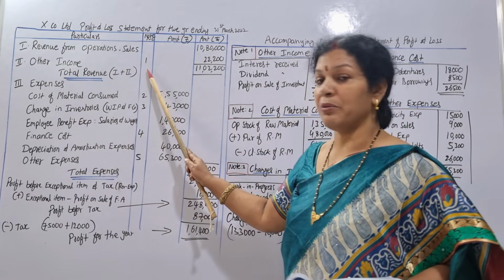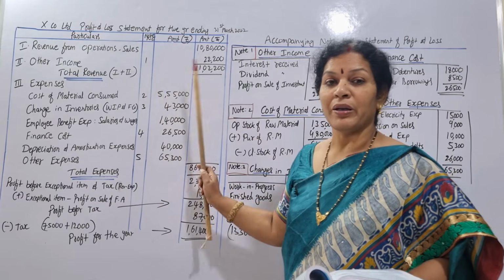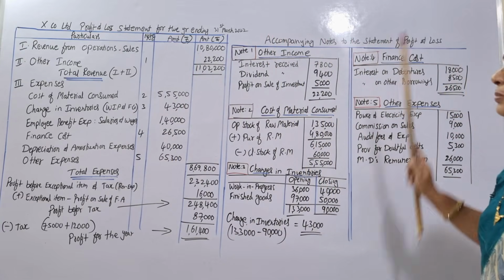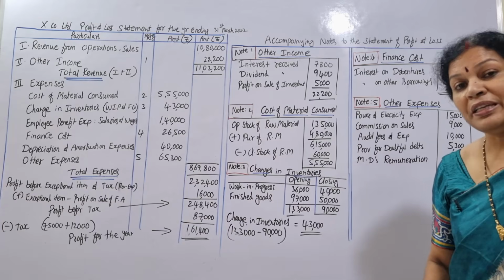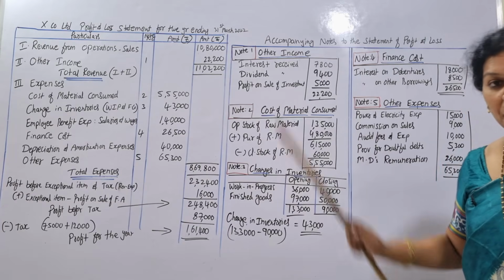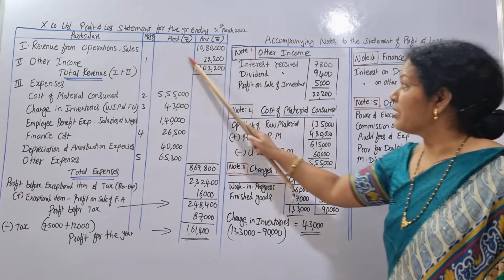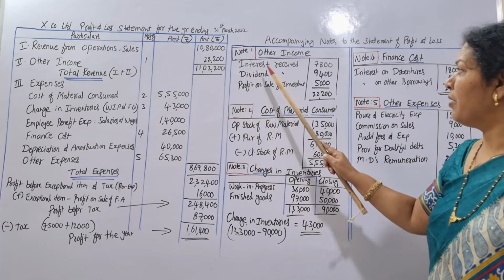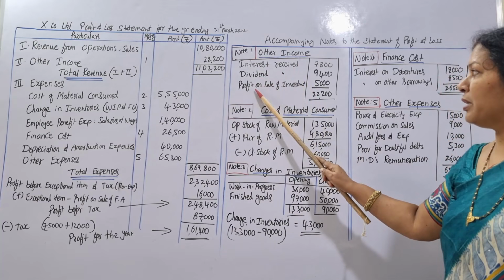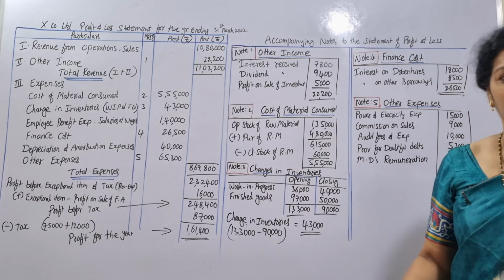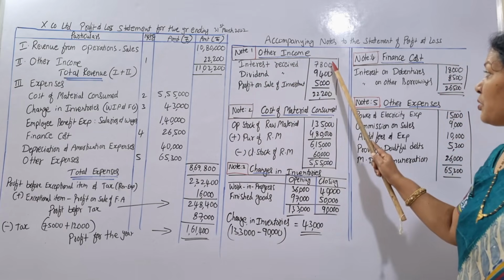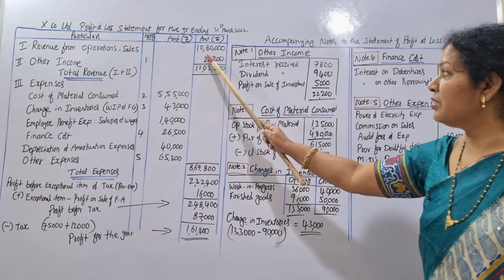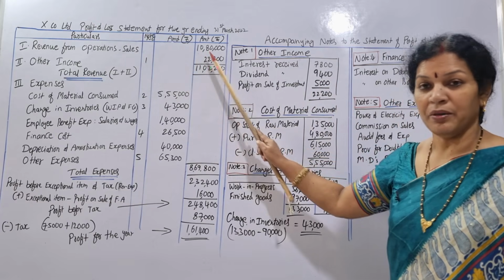That I am showing in working notes, note number 1. Whenever we have to show working notes, we can give a heading, accompanying notes to the statement of profit and loss. So other income is here. What are the incomes we found in the problem? One is interest received, dividend received, and profit on sale of investment. The profit you got is also income. So these three incomes together come to 22,200. It is written here as point number 1.